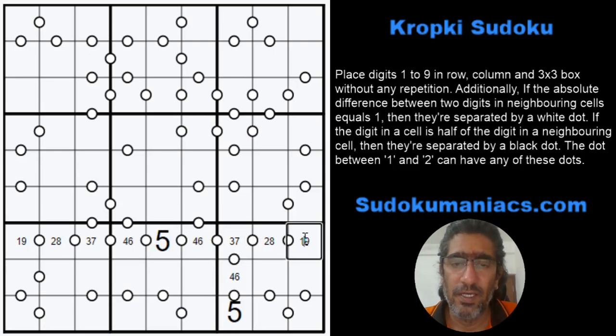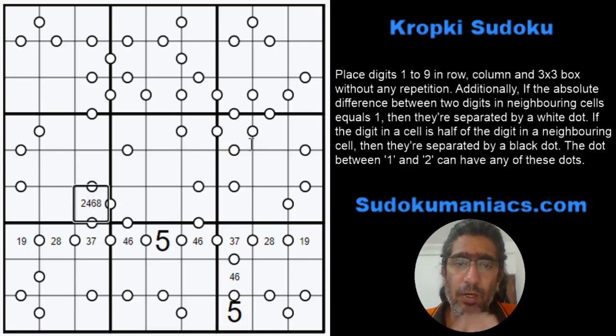Because if R7C9 was a 1, then the series would go 1, 2, 3, 4, 5, and also 3, 4, 5 this way, right? So this was the first break-in, where we get the two fives. Now what next? This 3, 7 can have a 2, 4, 6, 8.